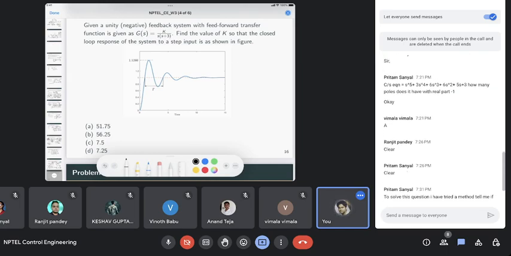Okay, so yeah, I'm seeing your question. Closed loop. Okay, the closed loop equation is this: how many closed loop poles have real part minus one? So what you do, you shift that. You know how to shift, right?